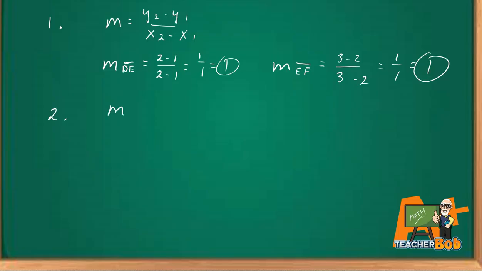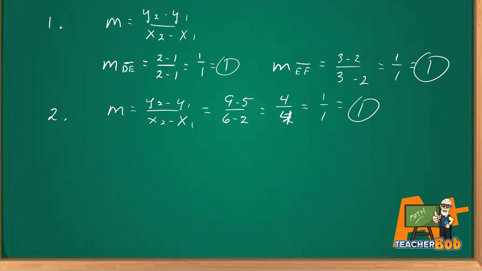So the slope is equal to y2 minus y1 over x2 minus x1, rise over run, delta y over delta x, and that's equal to 9 minus 5 divided by 6 minus 2. So what is that? That's 4 over, 6 subtract 2 is 4, so that's 4 over 4. It's equal to 1 over 1. Okay, we get a slope of 1 for our question 2.